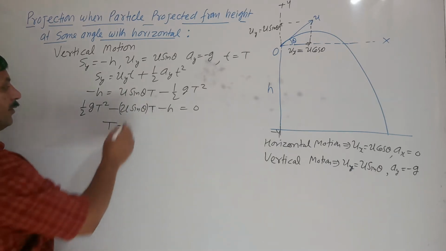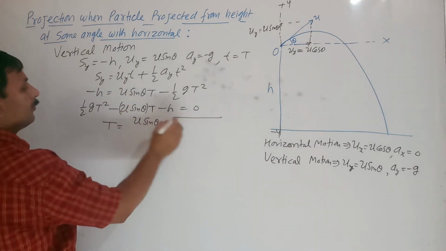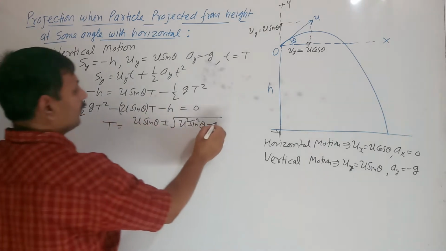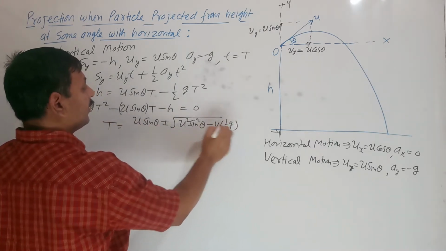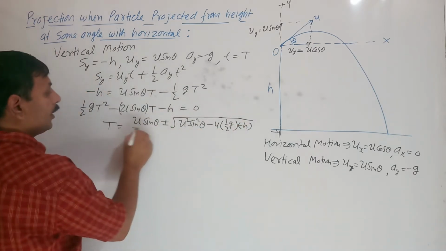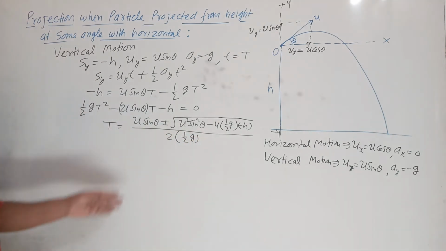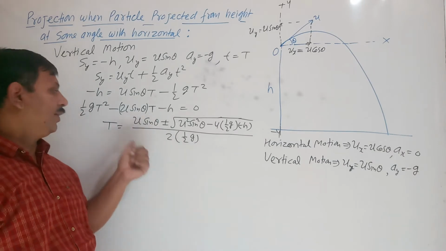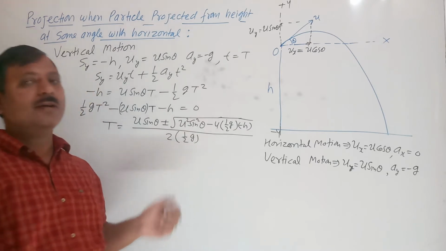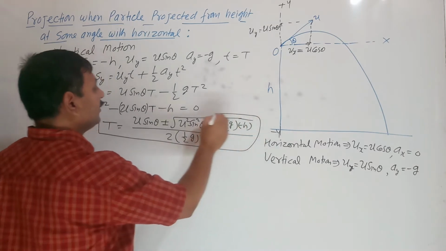T is equal to minus b plus or minus under root b square minus 4ac, where c is minus h, upon 2a, that is 2 into half g. The negative value we have to leave. If T comes out negative, suppose T comes as plus 6 and minus 2, then plus 6 we have to take and minus 2 you will leave. So by this method we can find the time of flight.